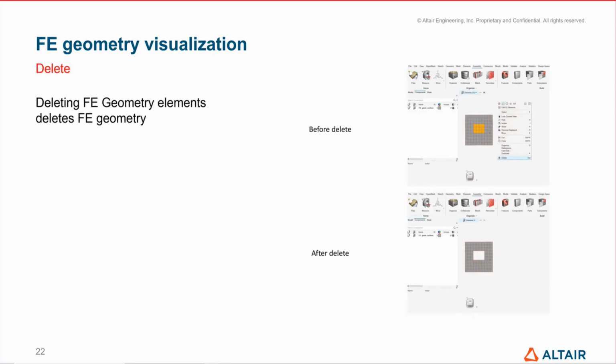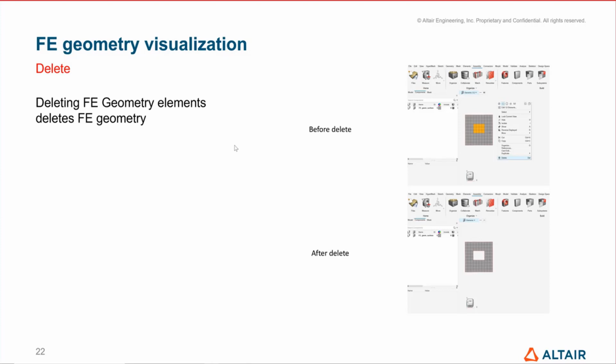Delete functionality. How does delete work with FE geometry visualization? Basically, if you delete elements on an FE geometry, it takes away its geometry along with it. So here you have a selection. I do a square selection of elements and hit delete of elements. The elements are deleted along with the geometry, and you have a surface edge created in it.